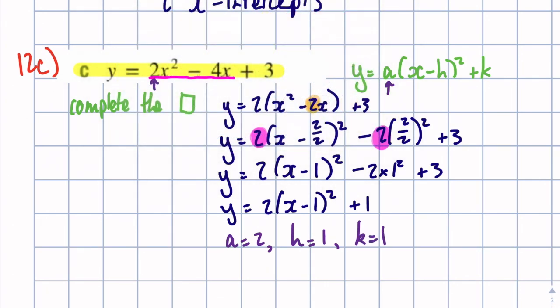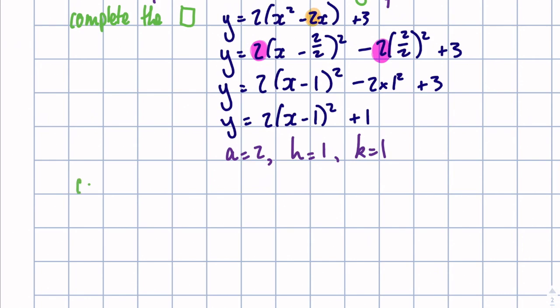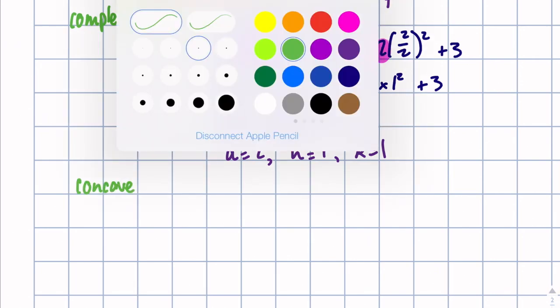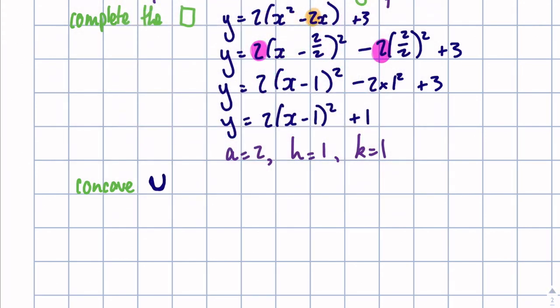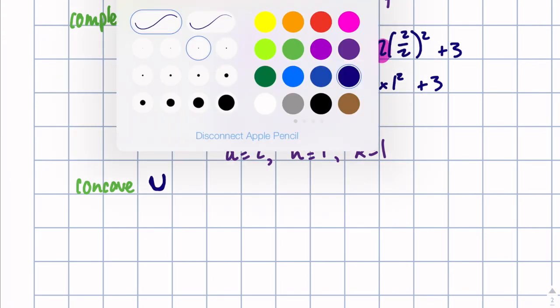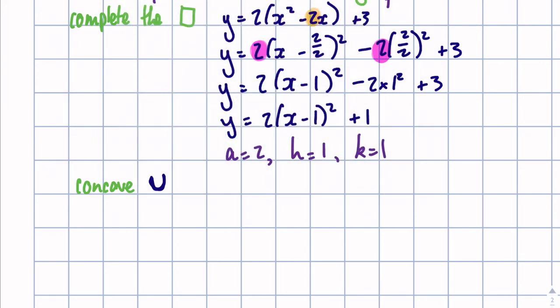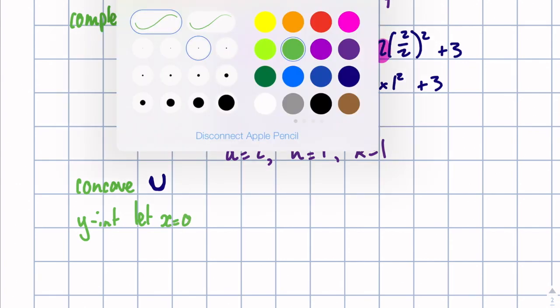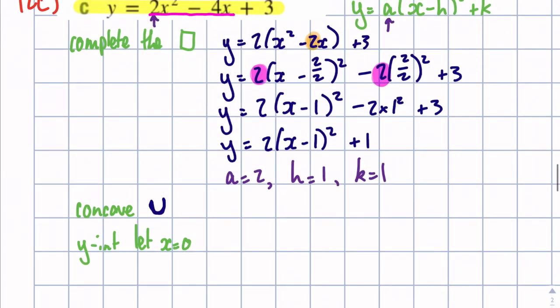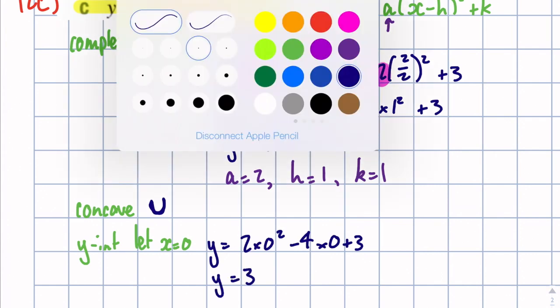And now they want us to actually sketch it. So first step, concave. Well, the number in front of the x squared is positive, so it's a happy face. It's positive, concave up. Y-intercept, let x equals 0. We can do this with the original equation, by the way. We've got y equals 2 times 0 squared, take 4 times 0 plus 3. It's going to be positive 3.